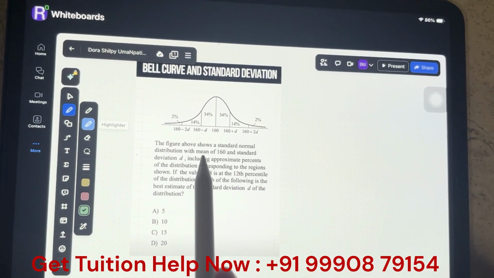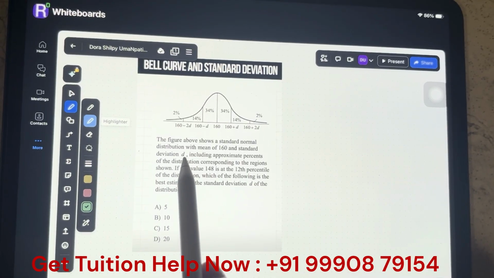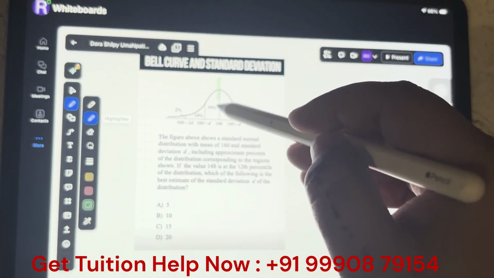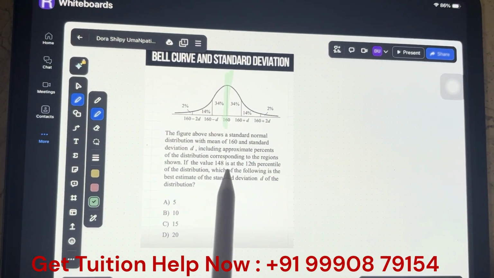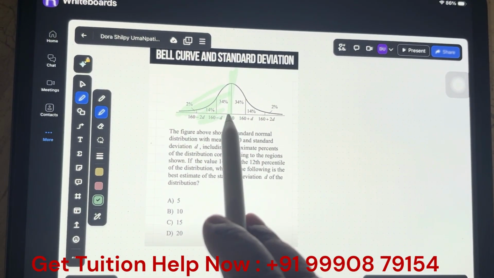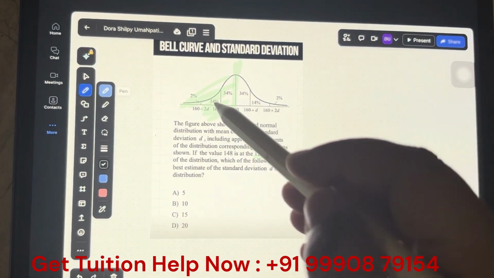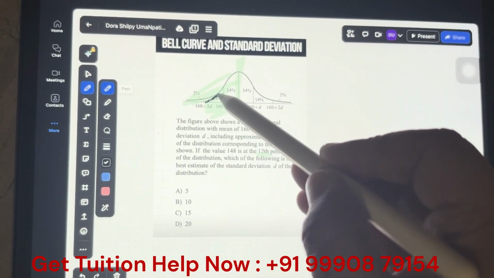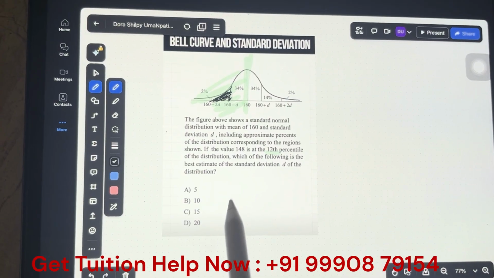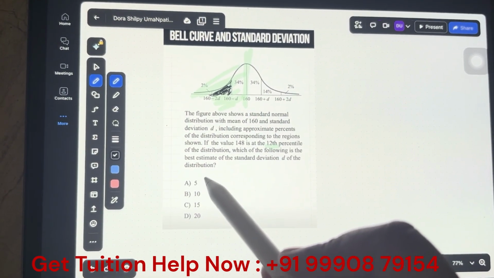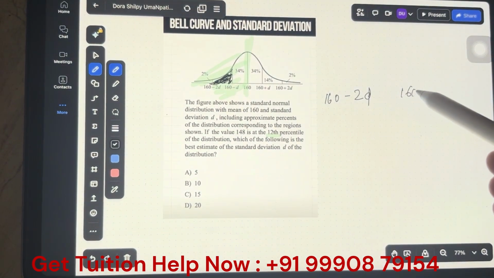Here, the figure above shows a standard normal distribution curve with mean 160 and standard deviation d. Now here is my mean, 160. If the value of 148 has to be present somewhere here, it is at the 12th percentile. So 12th percentile means here we can see it will correspond to the 2.14 percentile in the curve. Now, so here we get the range 160 minus 2d and 160 minus d.